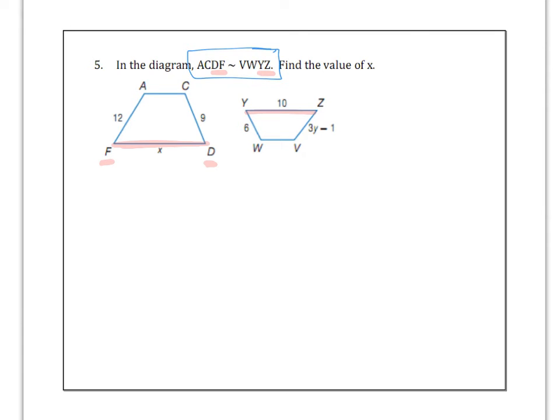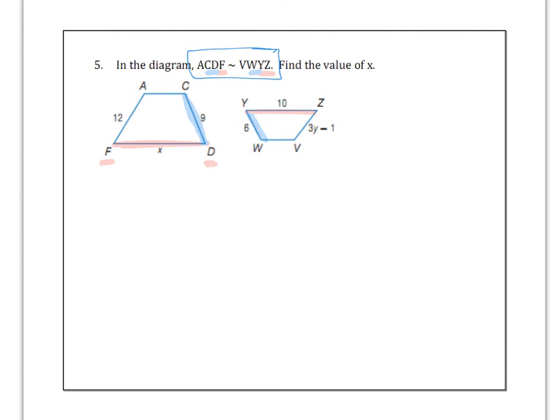YZ is 10. Does that mean x equals 10? No, they are not equal to each other. One of these is smaller than the other. So what you have to do is set up a proportion. Now, I see this 6 right here on WY. WY are the middle two letters. It should match up with the middle two letters over here, which is CD, which is the 9. And so now we can write our proportion.